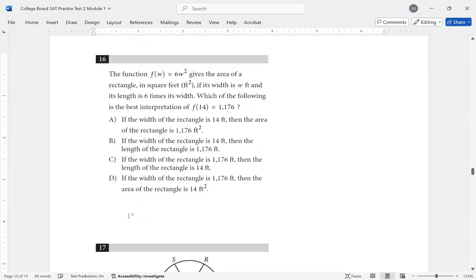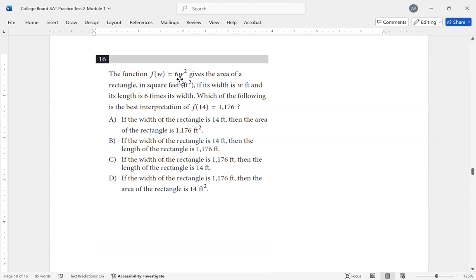Question 16 says, the function 6w squared gives the area of a rectangle in square feet. Its width is w feet, and its length is 6. Let me rephrase that. If its width is w and its length is 6 times the width, which of the following is the best interpretation of f of 14 is equal to 1,176? I was a little bit inarticulate when I read that sentence.